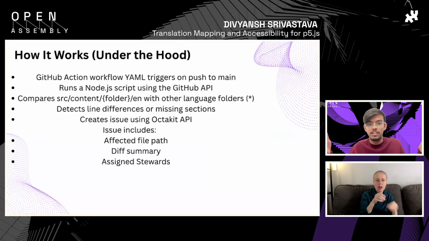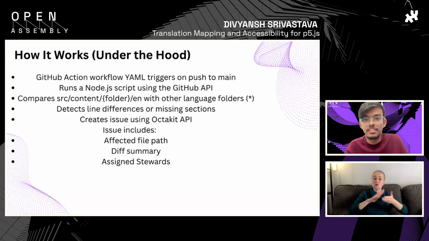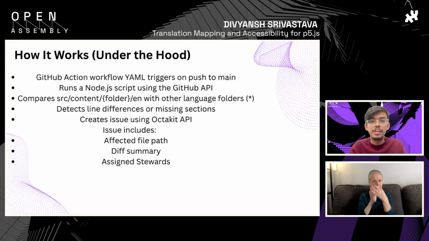This was about what I did. Now, a brief look at what exactly happened under the hood. Just like other GitHub actions set up in the p5.js website, it is an action that runs a Node.js script. The script compares the English folder, which is the source directory, whose content can be examples, tutorials, text details, or events. It compares the files in the English version with the respective languages, and then it uses the Octokit GitHub API to create an issue.